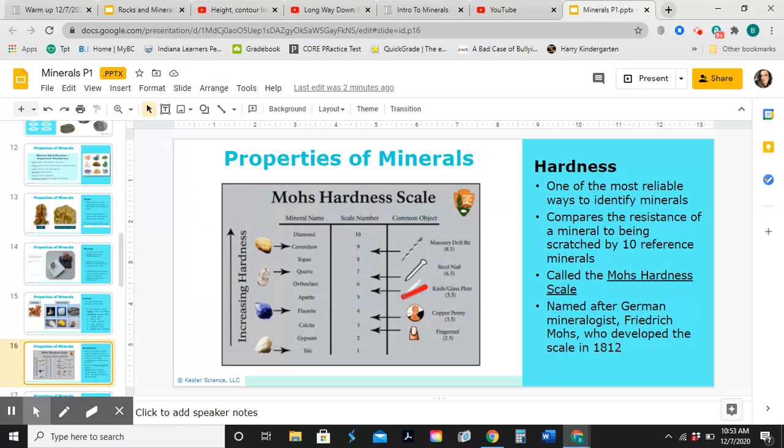Mohs hardness scale. One of the most reliable ways to identify minerals. It compares the resistance of a mineral to being scratched by 10 different minerals. This is called the Mohs hardness scale. It's named after German mineralogist Friedrich Mohs, who developed the scale in 1812.